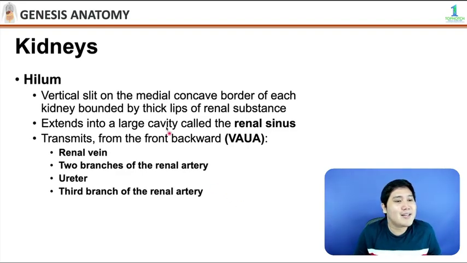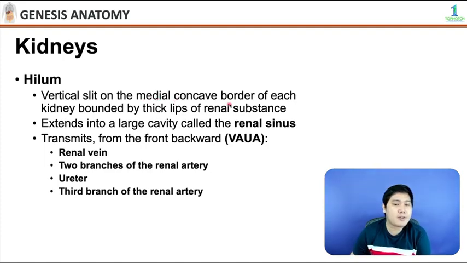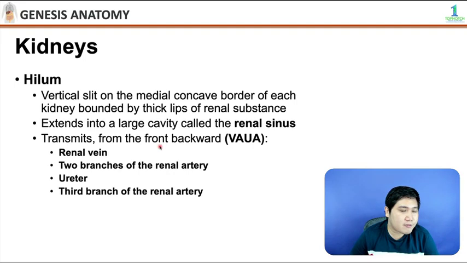Ang may kasalanan. Okay? On the medial part of each kidney, you will appreciate the hilum. It is a vertical slit on the medial concave border of each kidney, bounded by the thick lips of renal substance, and extends into a large cavity called the renal sinus. So this is the arrangement from anterior to posterior. First you have the renal vein, followed by two branches of the renal artery, followed by the ureter, and the third branch of the renal artery.